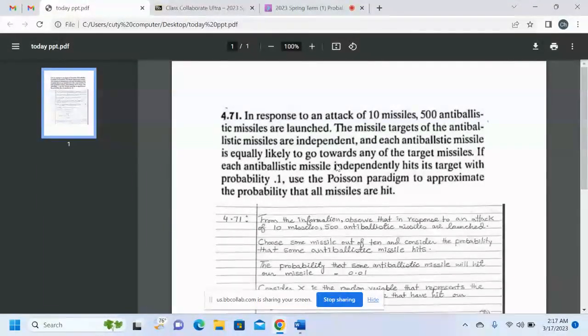I'm going to present question number 71 of chapter 4. In response to an attack of 10 missiles, 500 anti-ballistic missiles are launched. The missile targets of the anti-ballistic missiles are independent, and each anti-ballistic missile is equally likely to go towards any of the target missiles. If each anti-ballistic missile independently hits its target with probability 0.1, use the Poisson paradigm to approximate the probability that all missiles are hit.